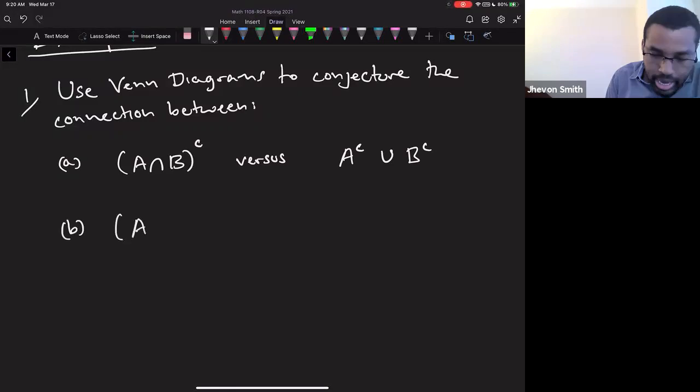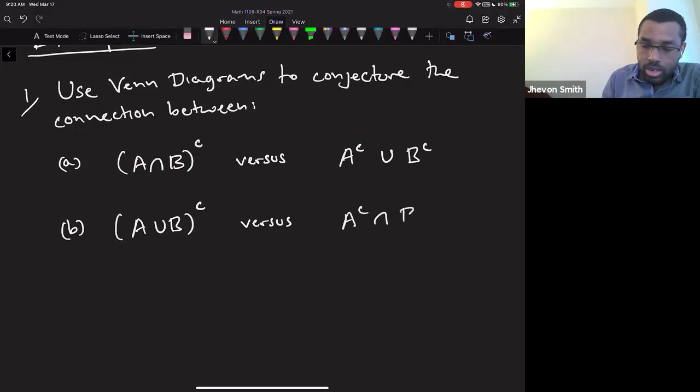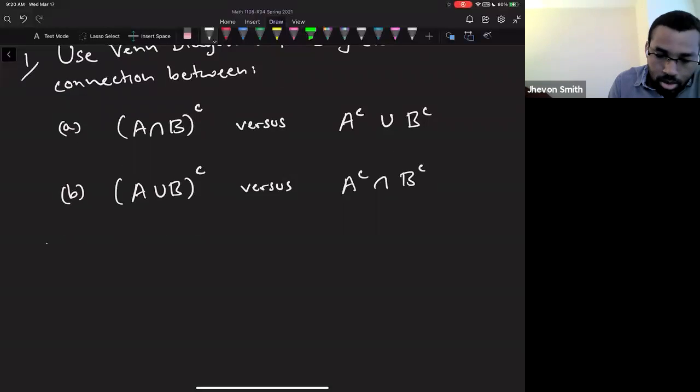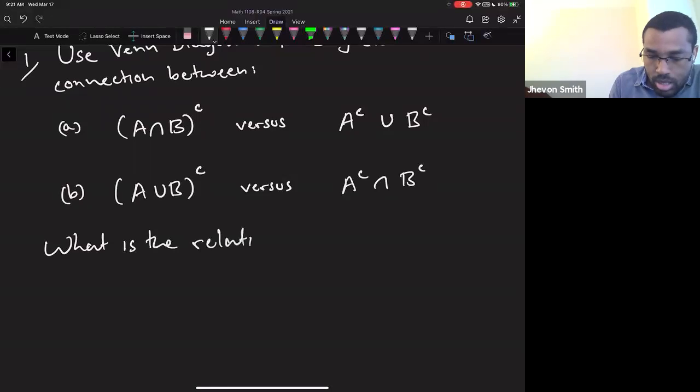Another one is A union B and its complement. So draw that, figure out what A union B looks like on a Venn diagram, shade everything else, and then look at this one. And tell me what is the relation between these sets? Is one bigger than the other? Does one have more things than the other? Who has more things than the other? Which one is going to always be bigger? Which one is always going to be smaller? That sort of thing.